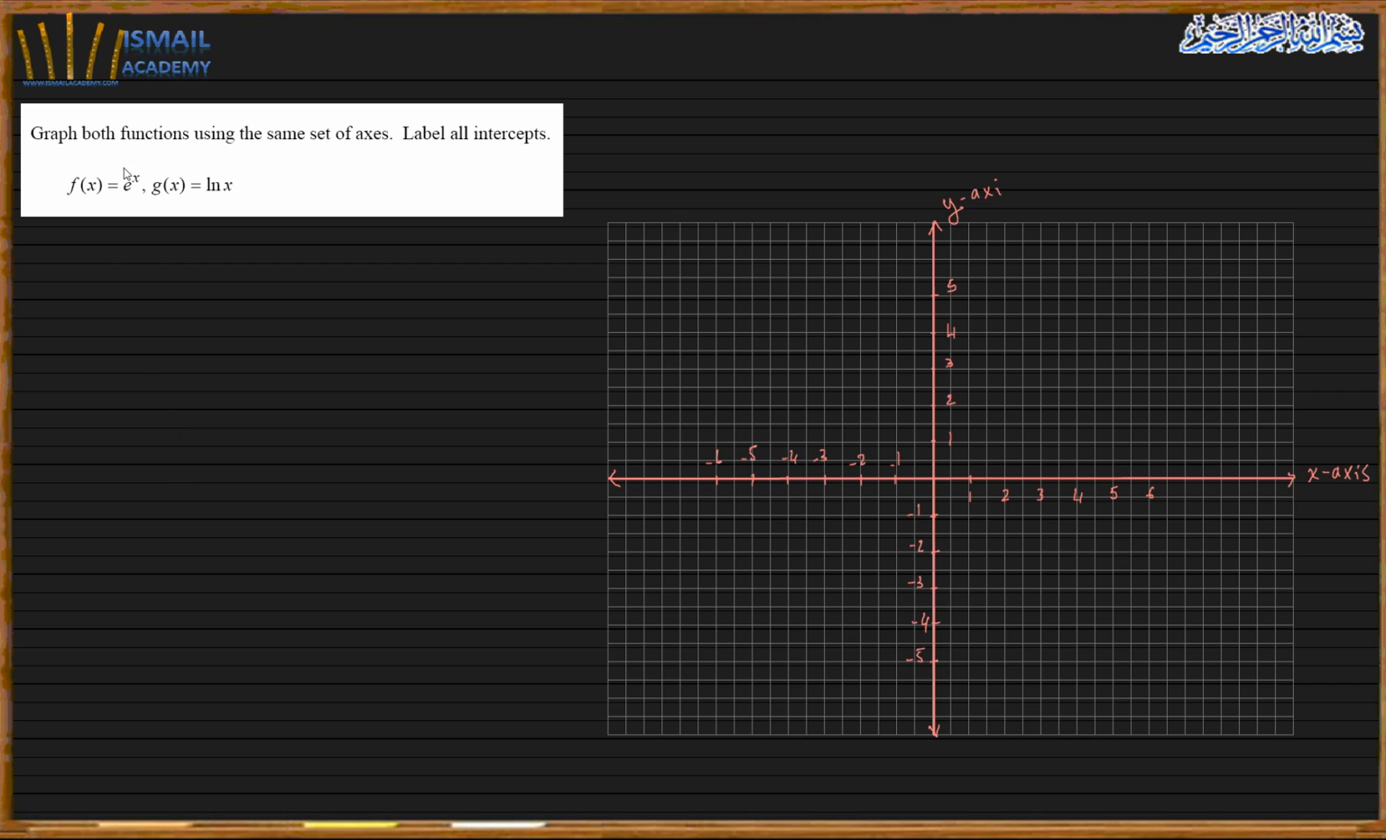Next question. Here they asked me to graph e to the x and ln of x. I should know that e to the x is an exponential function, and we already know that for the exponential function, f of 0, which is e to the 0, is 1, so it's going to pass through 1, and it's always above the x-axis. The x-axis is my asymptote, so this is the standard graph of e to the x.